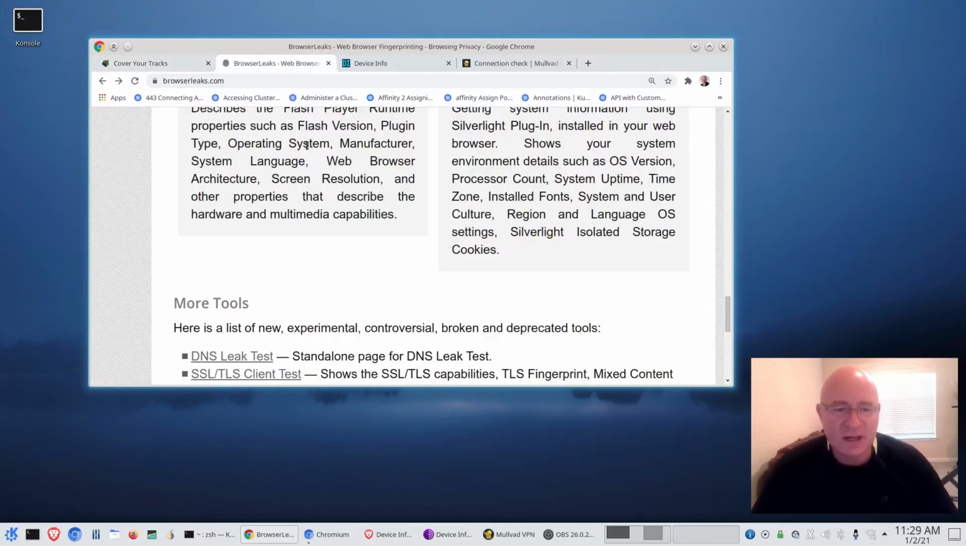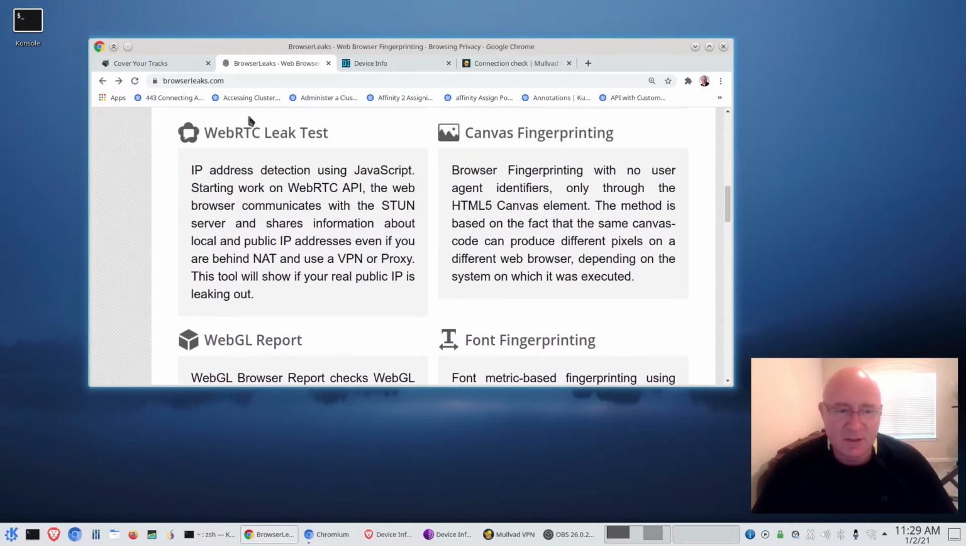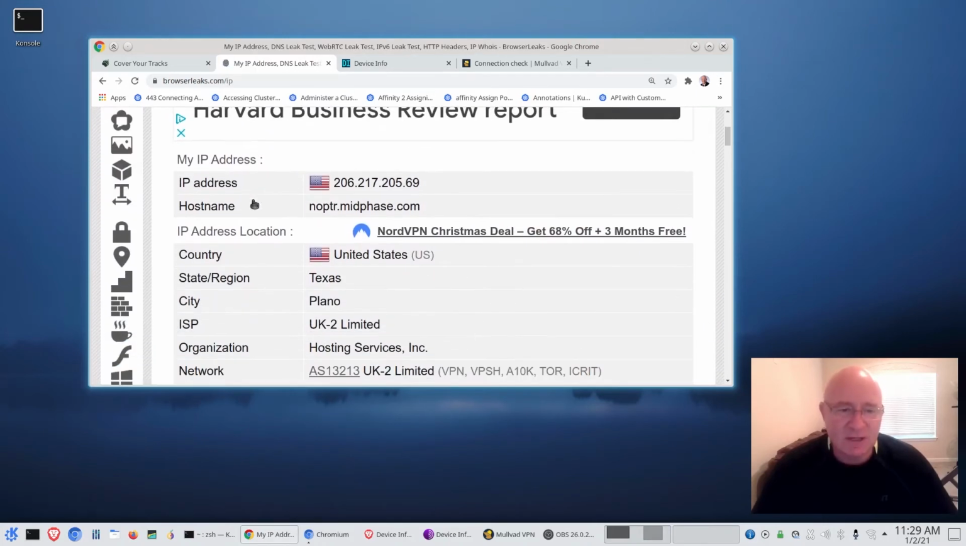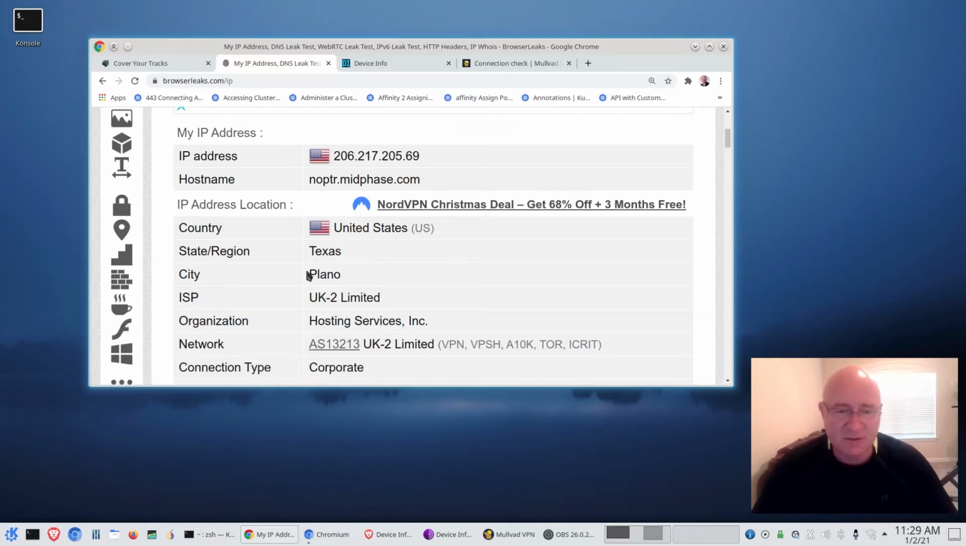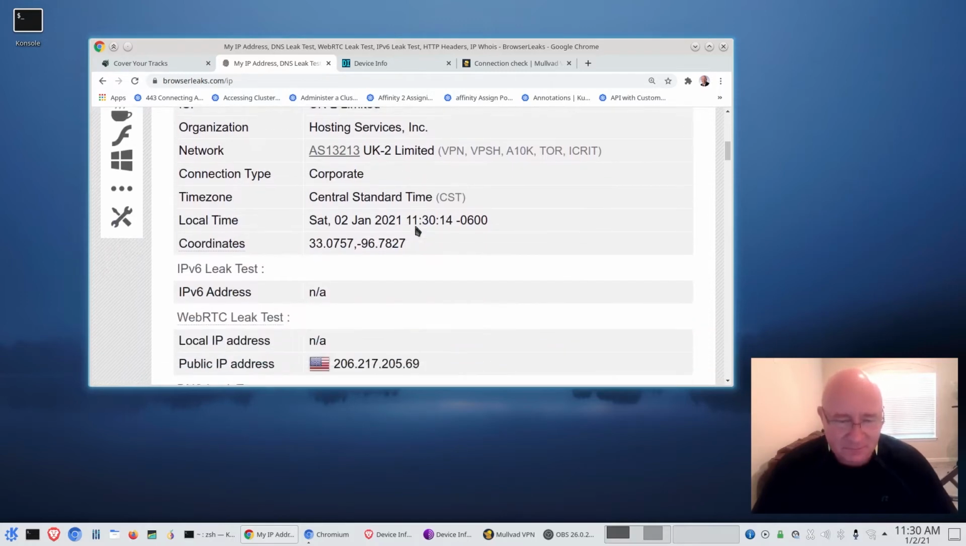Another website you can look at is browserleaks.com, and this gives very similar type information. It shows you your IP address, and I'm using a VPN right now, so this is not my real IP address. This is the IP address that I am coming out of my VPN, and it says it's in Plano, Texas. And it's kind of funny, there's an ad for a VPN in this tool, right? I'm already kind of being tracked. I'm getting an ad for a VPN inside a tool that's talking about VPN.